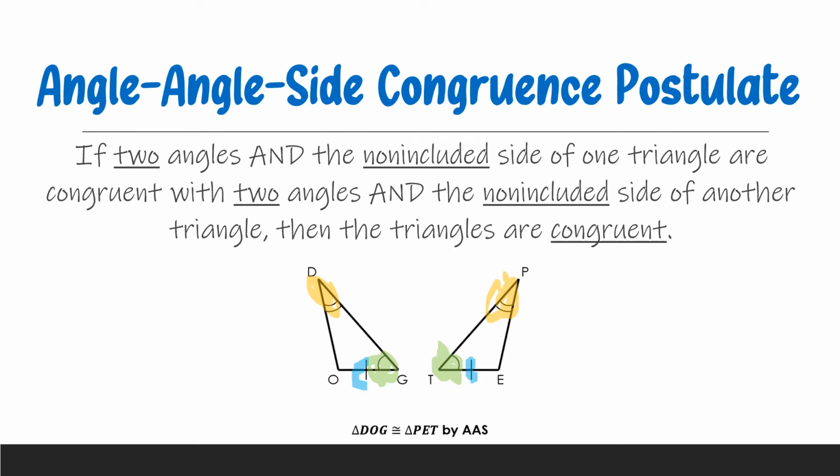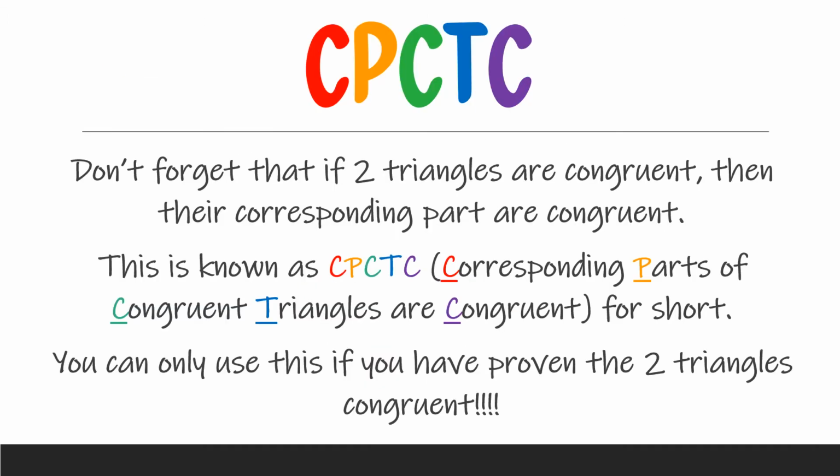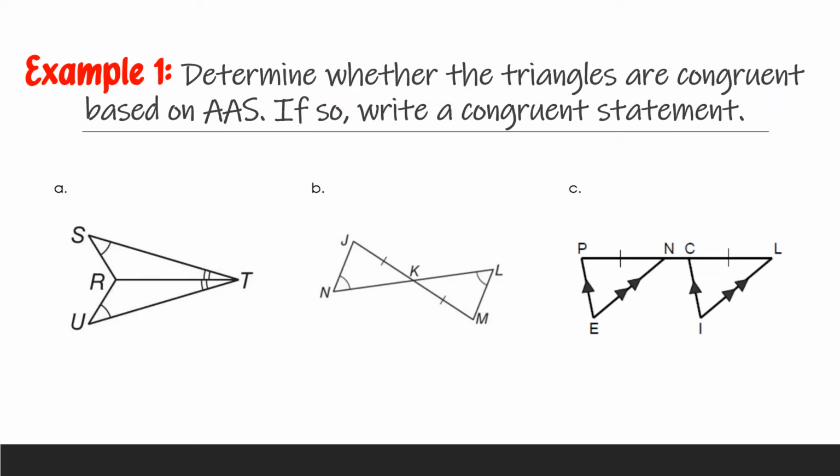So you would be able to conclude that triangle DOG and triangle PET are congruent by angle angle side because they have two angles congruent and the non-included side congruent. Like with all of the other triangle congruencies, if you can prove the two triangles are congruent, then you can prove their corresponding parts are congruent and use CPCTC. So let's look at some pictures and see if we can make a decision whether or not these triangles are congruent by angle angle side.